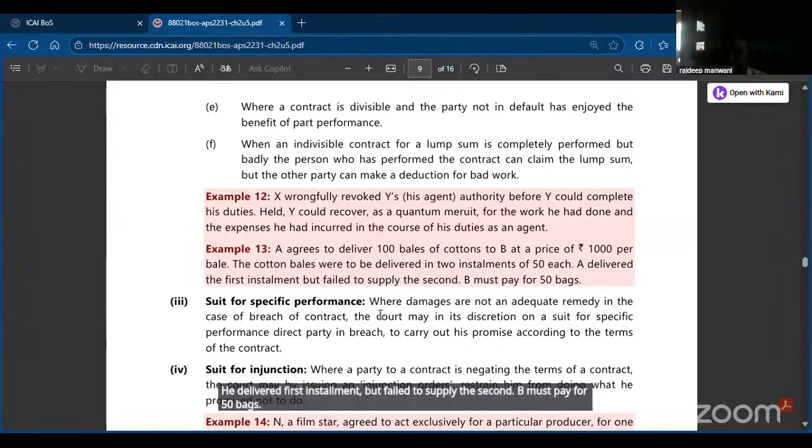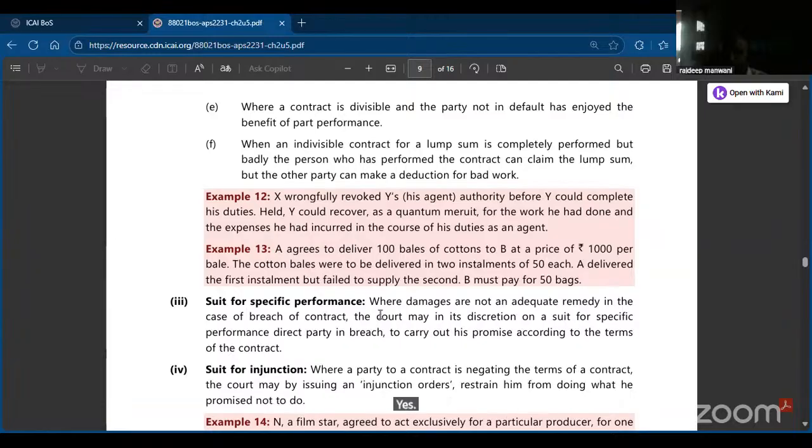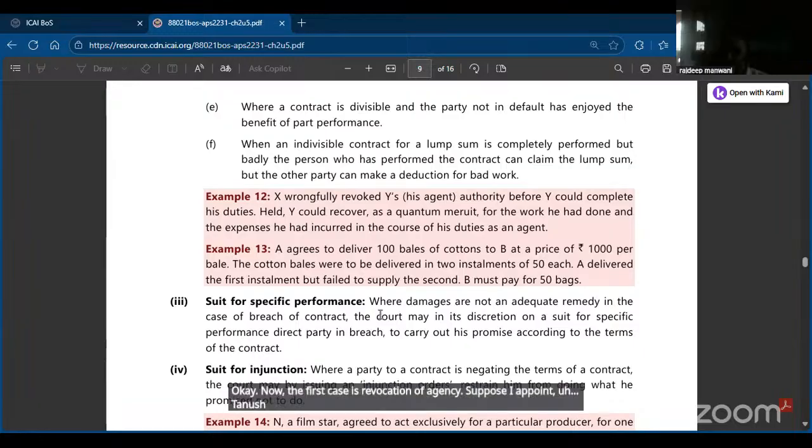I just now told you that 60 kgs of mangoes, no? Remember? Okay. Now, the first case is revocation of agency. Suppose I appoint Tanushri as my agent. I tell, see, Tanushri, I'm manufacturing leather bags. You have to sell those bags on my behalf, and I will pay you 10% commission on whatever bags you sold, plus all the expenses of transport, etc. Now, I've sent her 1,000 bags. She sold around 100 bags, and she returned the remaining 900 bags.